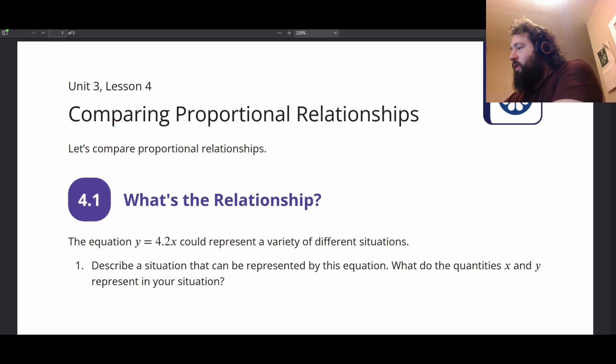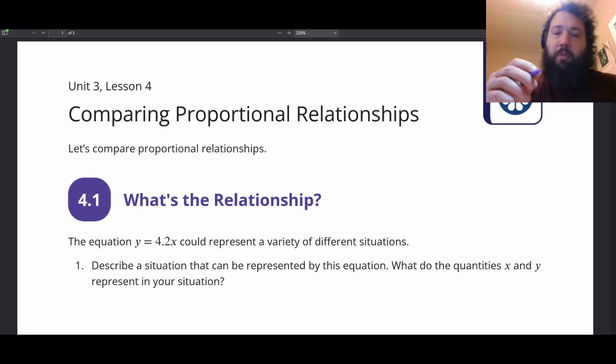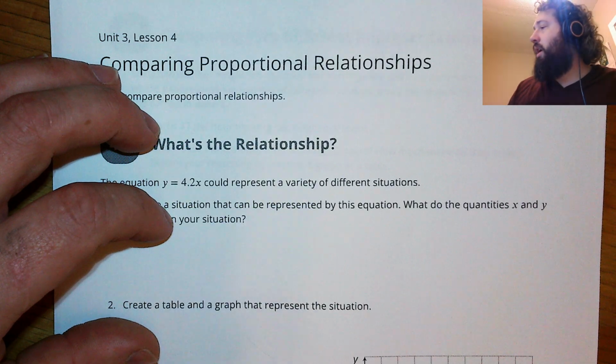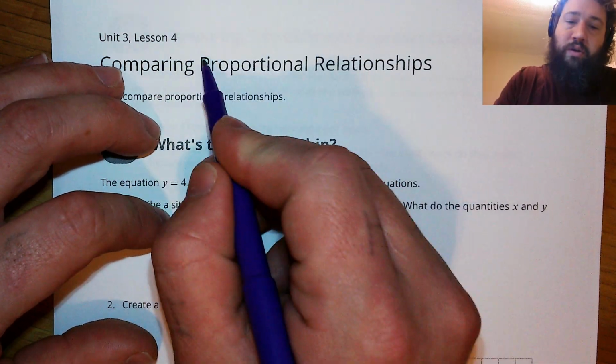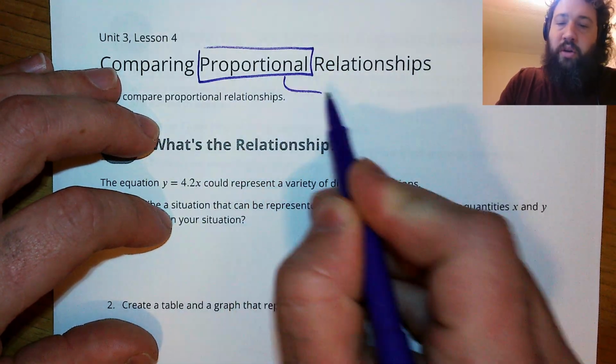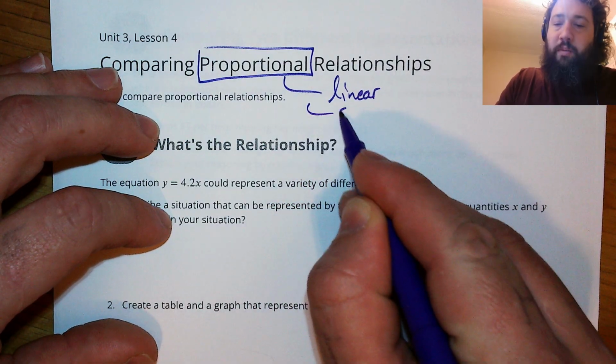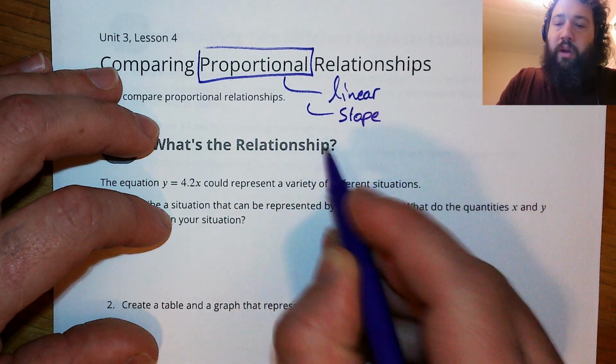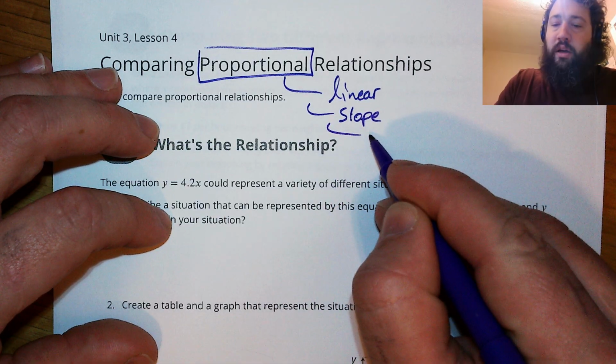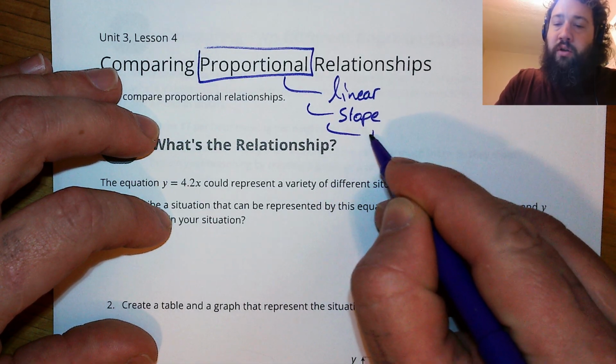Now, we're starting off with these proportional relationships. I want us to remember that we have proportional as one of our vocab words. So, proportional is always linear, it has the same slope, and the line goes through the origin.